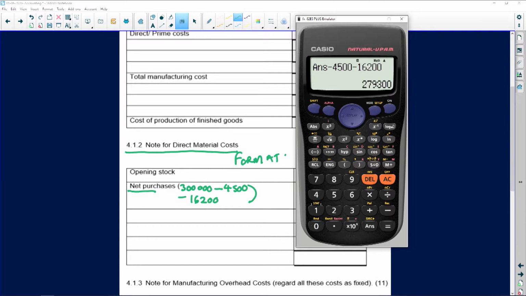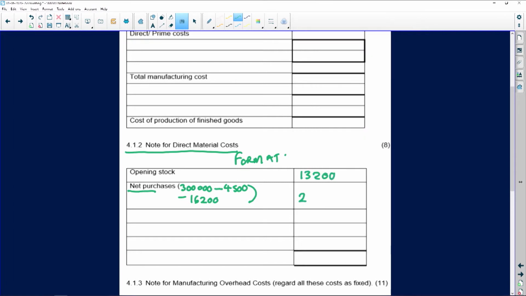I'm getting a total of 279,300. Right, then if I move on, remember I now need to include carriage on purchases, and I need to show this separately, as well as any import duties. I should also show this separately because it's the note.